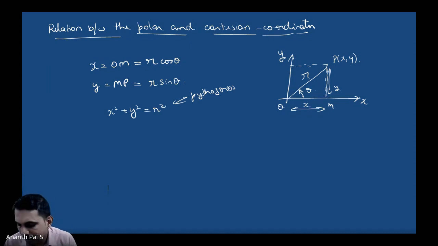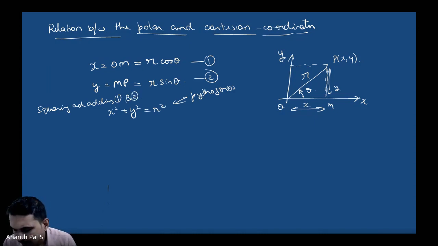We can also get this by squaring and adding 1 and 2. We get this, correct? How do you get that? Cos square theta plus sin square theta is 1, and here r square. So we get x square plus y square equal to r square, right? Or we can write r is equal to square root of x square plus y square.